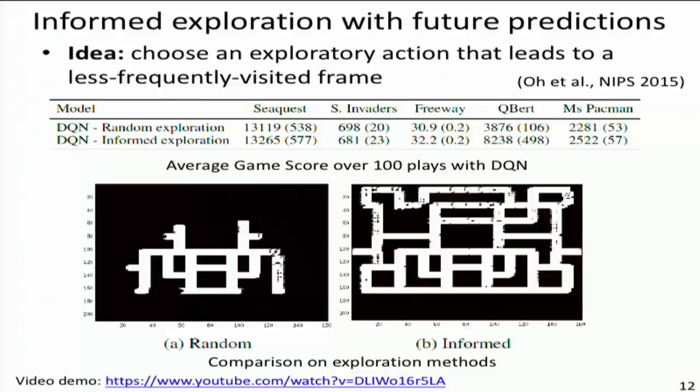I should say that this result is actually asymptotic performance. So even if you train a DQN for a very, very long time, it still achieves worse performance than using this informed exploration. But obviously, this is a basic DQN architecture, so maybe if you use the most state-of-the-art DQN, it may actually perform better. But the high-level idea is that being able to make a future prediction is useful, even in asymptotic scenarios.